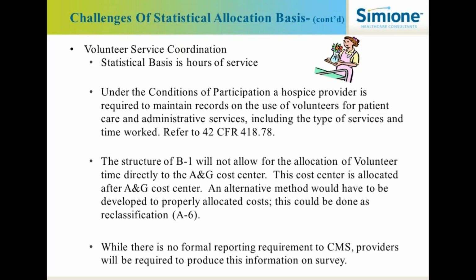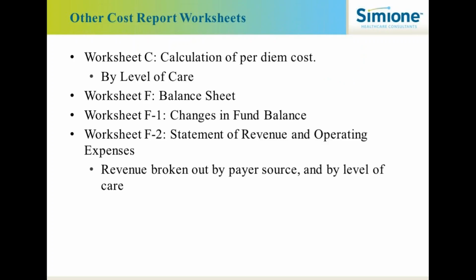Okay, so as we wind down here towards the end, some of the other key cost report worksheets are worksheet C, the calculation of cost per day, and this is now done by level of care. So not only do you get it by level of care, but you also will still get an average cost per day. Worksheet F is your balance sheet. F1 is your changes in fund balance. F2 is your statement of revenue and operating expenses. And remember that your revenue must be broken out by payer source and by level of care.